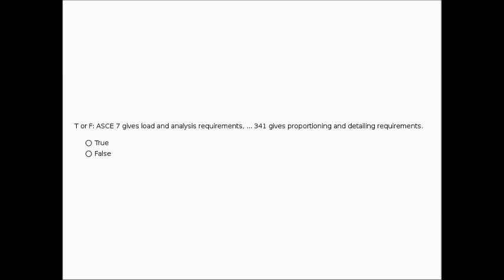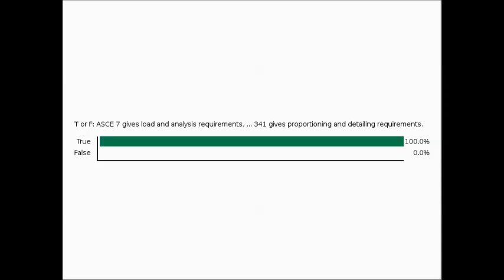True or false? ASCE 7 gives loads and analysis requirements, AISC 360 gives element strengths, and AISC 341 gives proportioning and detailing requirements. True or false? Does that statement accurately provide the relationship of those standards? Go ahead and submit your answers. Again, the question is: is this an accurate statement? ASCE 7 gives loads and analysis requirements, AISC 360 gives element strengths, and AISC 341 gives proportioning and detailing requirements.